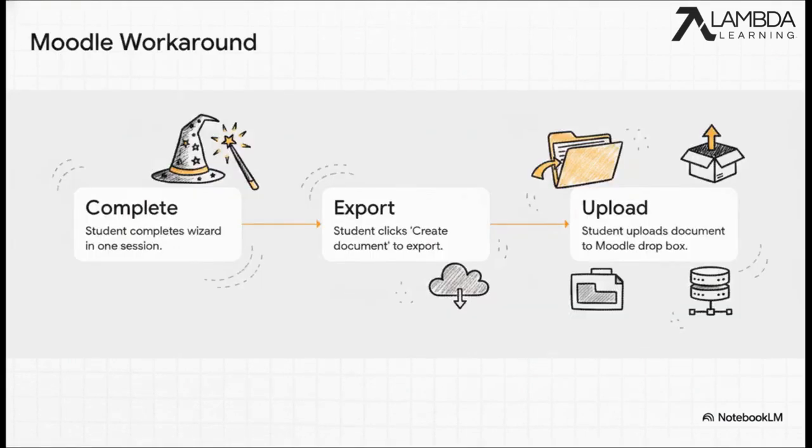Well, there is a very specific Moodle workaround you need to teach your students. Step 1, they complete the wizard in a single session, like we talked about. Step 2, on that final export page, they absolutely must click Create Document to export their answers as a file. And step 3, they have to take that newly exported document and manually upload it into a standard Moodle assignment Dropbox that you've conveniently set up right next to the H5P activity.